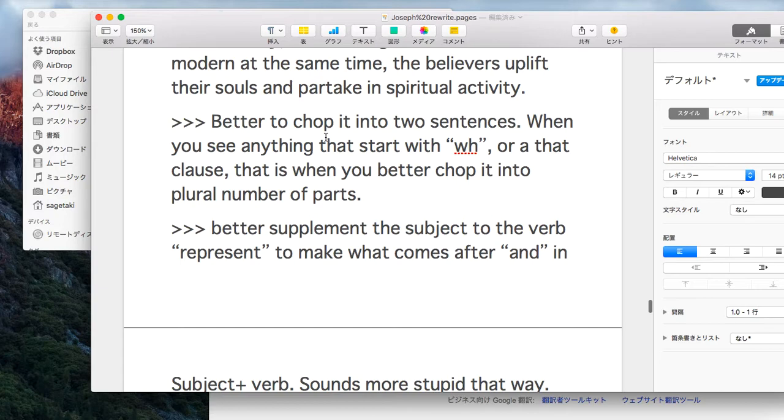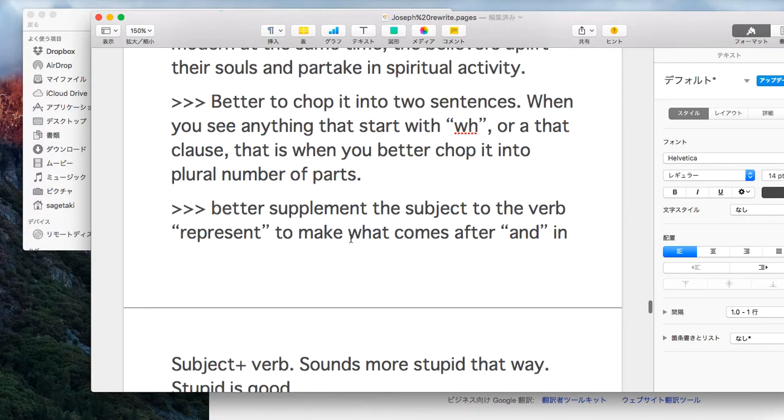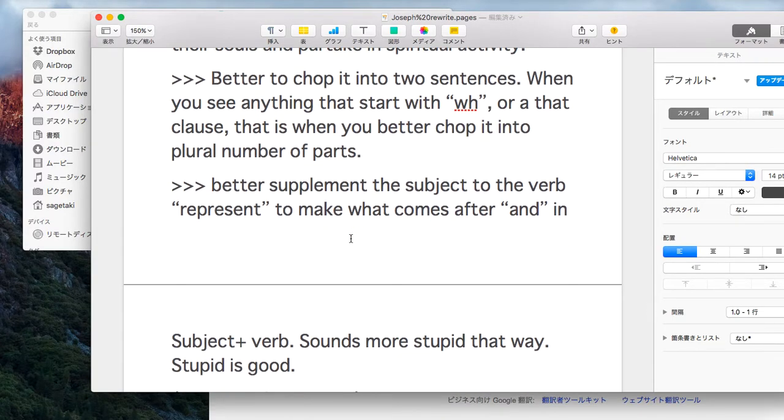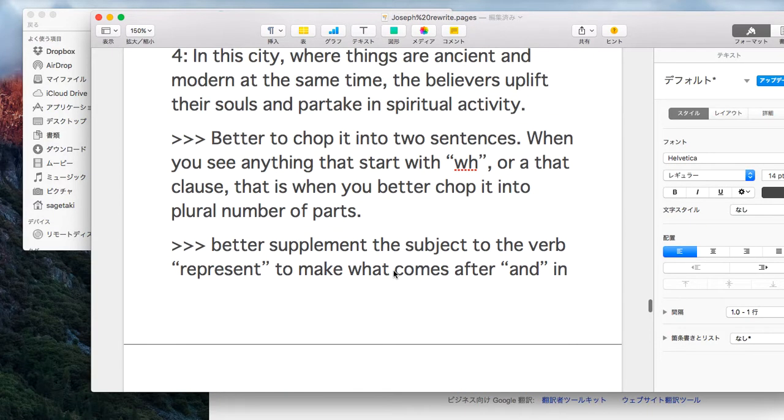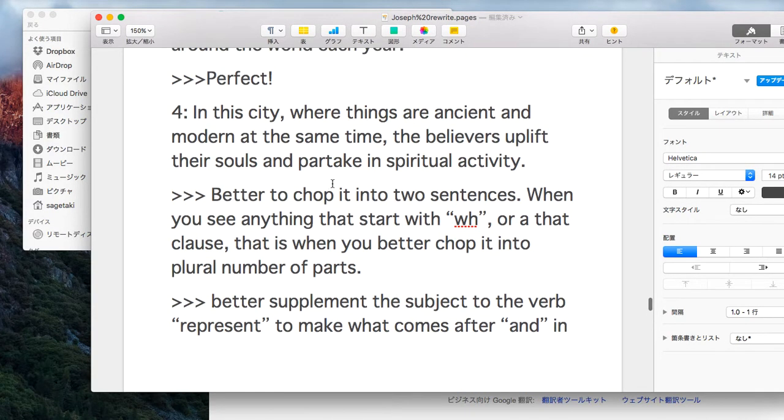Another tip was better supplement the subject to the verb present to make what comes after "and" in subject and verb sound more stupid that way. As I've told you, this is something aforementioned already. Okay, let's take a look at what we have here. Where things are ancient. This is a verb to be here. Things are ancient and modern at the same time. Okay, and this verb to be is perfectly fine. What about the next one?